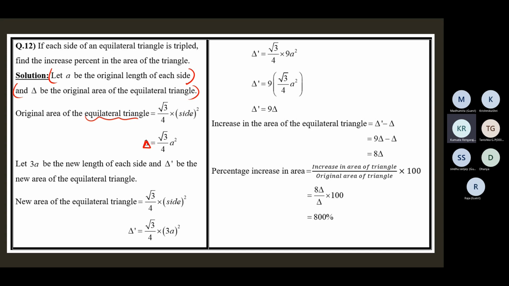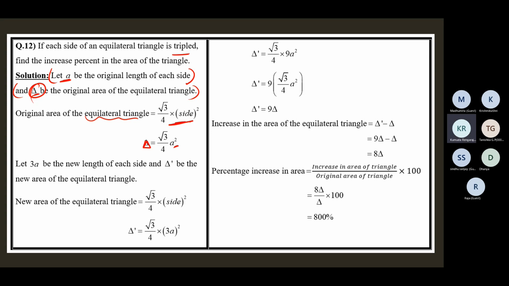Yes or no, children? Understood this? Let A be the side and delta be the original area. What is the area formula? √3/4 into side square, so √3/4 into A square. And the original area we are calling delta. So delta is equal to √3/4 A square.